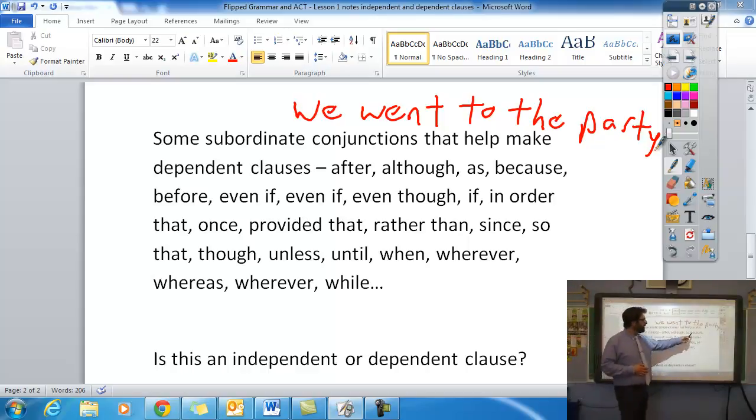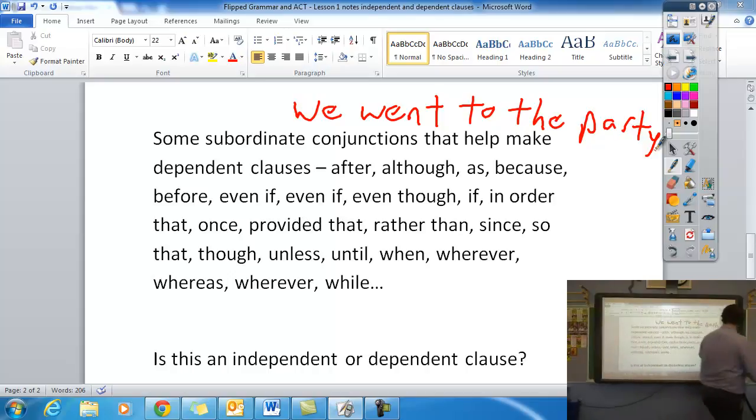As we went to the party. Because we went to the party. Before we went to the party. Even though we went to the party, if we went to the party, and so on. Whenever we go to the party, while we went to the party, whatever it is, all these subordinating conjunctions, like we said, make dependent clauses, okay? So that's a quick little rundown of our clauses, our building blocks of sentences. So we take these different clauses and we put them together in different ways to make bigger and more sophisticated sentences. But before we move on to our kinds of sentences, let's make sure we can identify what's an independent clause and what's a dependent clause.